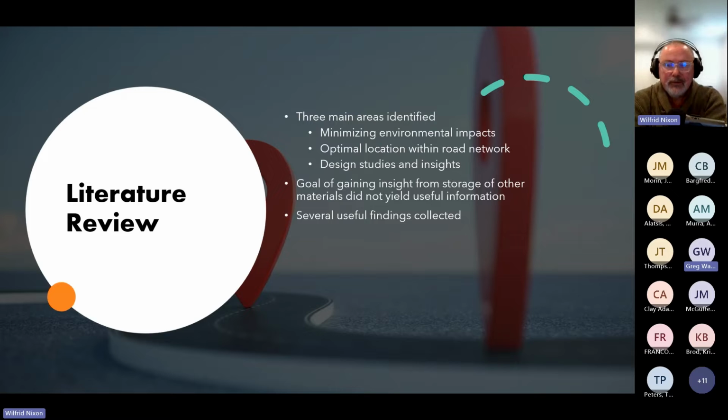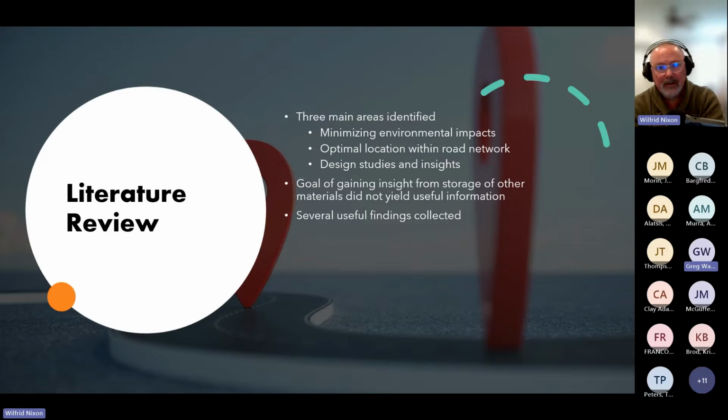In terms of the literature review, it became very rapidly apparent there were three main areas of literature. The largest was associated with minimizing environmental impacts, which I don't think is particularly surprising. Much of the concern over salt shed design and construction has come from concerns over environmental impacts that have arisen due to storage that was not as good as it needed to be.